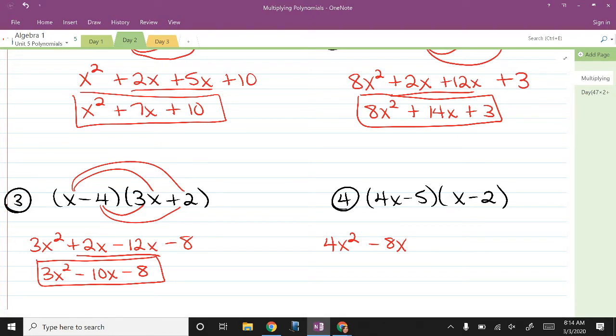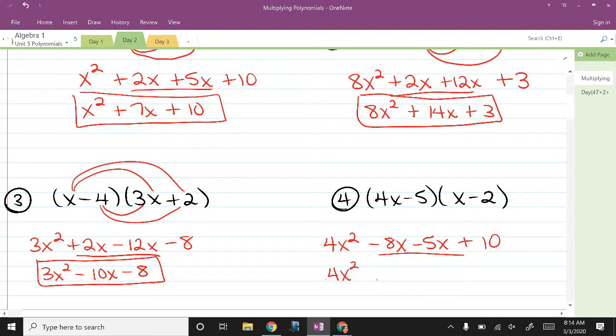Then what do I multiply? Negative 5 times x is what? Negative 5x. And last, what do I multiply? What's negative 5 times negative 2? It's positive 10. So make sure you put a plus 10. Common mistake right there. And what do we do last? Combine like terms. And that's going to be 4x squared minus 13x plus 10.